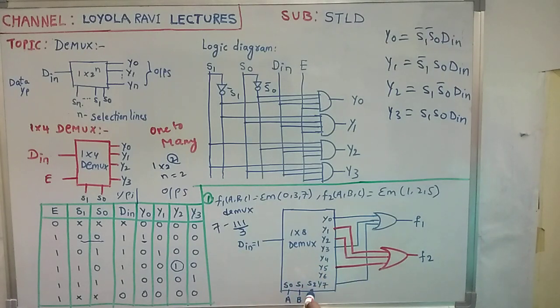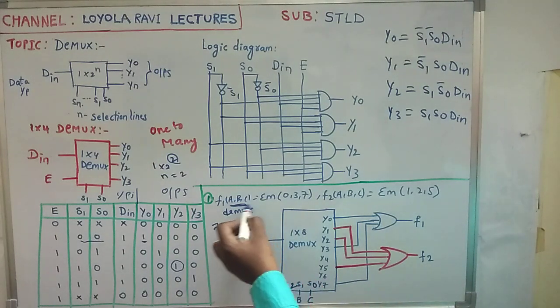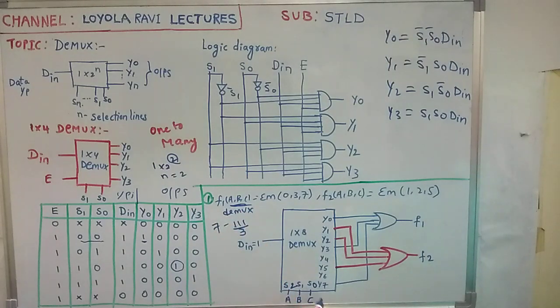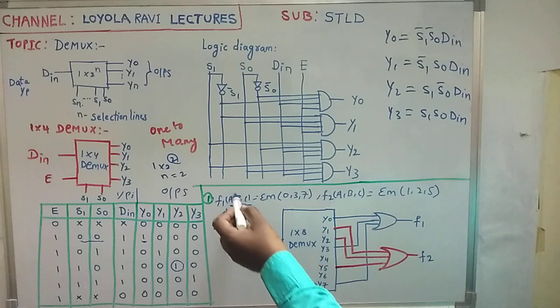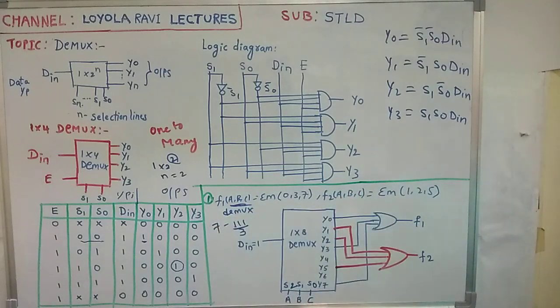3 selection lines, I am taking S0, S1, S2. Here you may write in any manner. This may be S0, S1, S2, any manner you may take. ABC. These are selection lines. Why? Because he has given ABC. If he mentions XYZ, here you may write XYZ. Don't always write ABC. Whatever he gave in the Boolean functions, those only we have to write.